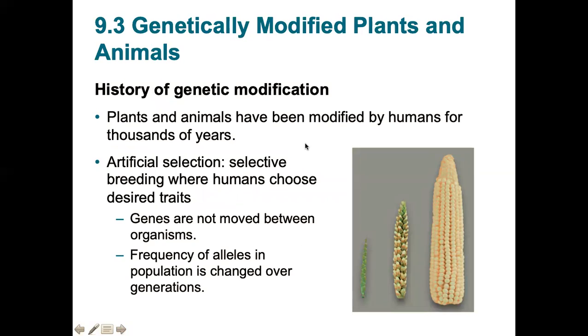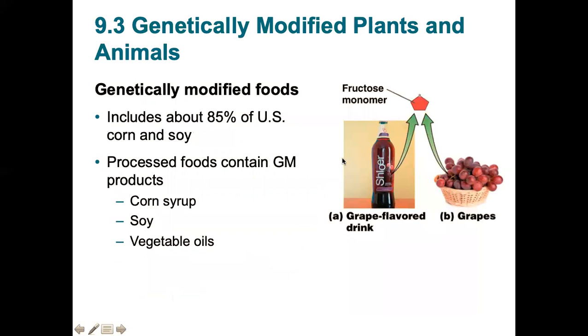Since we've been cultivating crops, since we went from hunters and gatherers to sedentary farmers, we started to cross plants and only save the seeds from the plants that gave us the best yields and the tastiest food, et cetera, et cetera. And so we have been genetically modifying organisms for eons. But we've been doing it slowly.